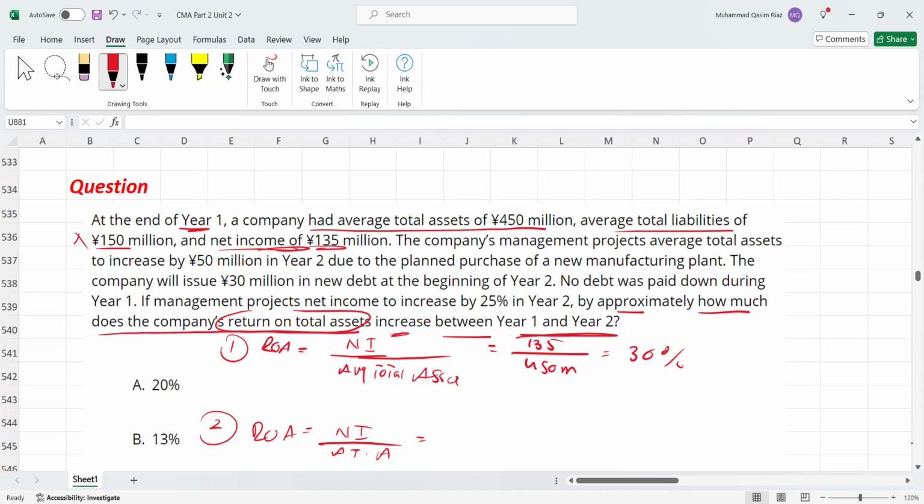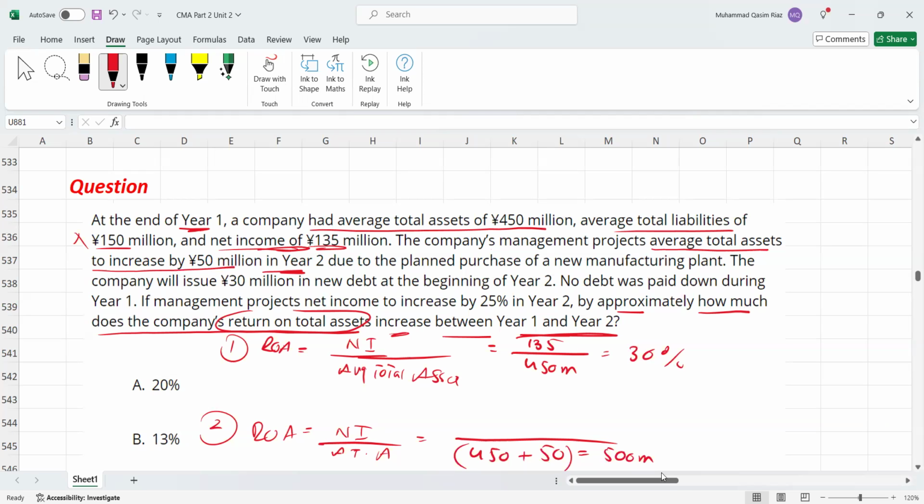So here we go. Then they're saying the company's management projects average total assets to increase by 50 million in year two. It means in year one, average total asset was 450 million, plus it will increase by 50 million. So total will be 500 million now, right? Because average total asset is increased by 50 million. So the total average total asset will become 500 million. Okay, so the denominator we got.